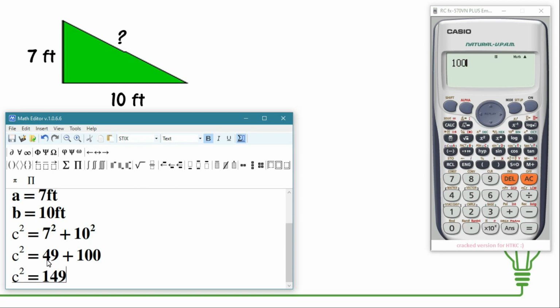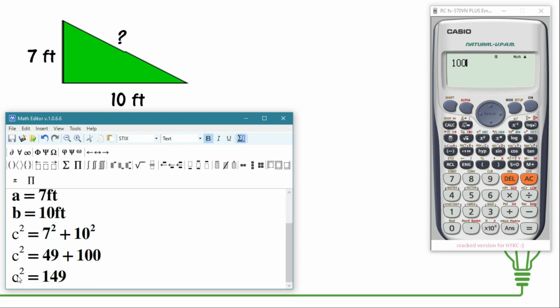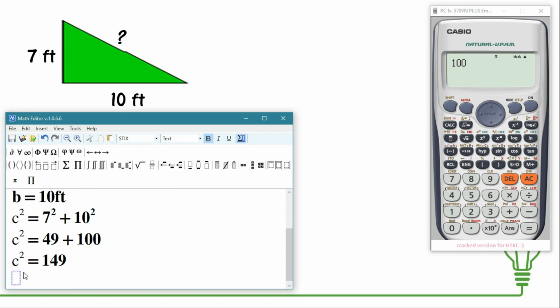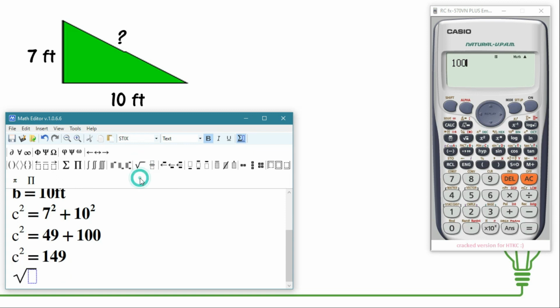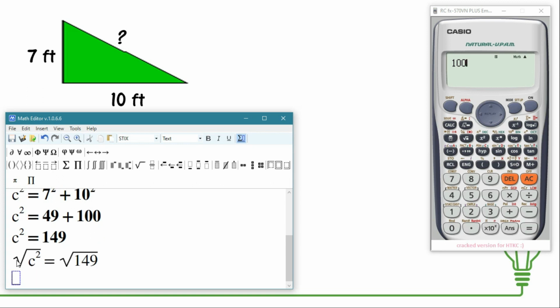But then, ang hinahanap natin dito sa problem natin is the value of C. So, paano po natin mai-eliminate si square? So, for us to eliminate square, what we're going to do is just to extract the root of both sides. Okay? That would be square root of C square equals the square root of 149. And in this case, kapag na-extract na po natin siya, what is the square root of C square? That would be C alone.